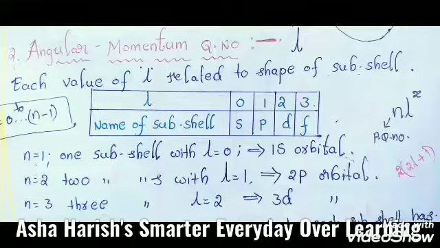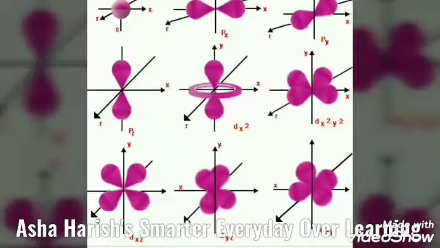The second quantum number is the azimuthal quantum number, students. In the picture you can see that each value of l is related to the shape of the subshell. Here, if you take l values 0, 1, 2, 3, the names of the subshells are s, p, d, f respectively. Here n equals 1 and the subshell will be with l equal to 0, that is the 1s orbital. The azimuthal quantum number, or angular momentum quantum number, or subsidiary quantum number, or secondary quantum number, these are all names of the second quantum number. It is represented by the letter l.